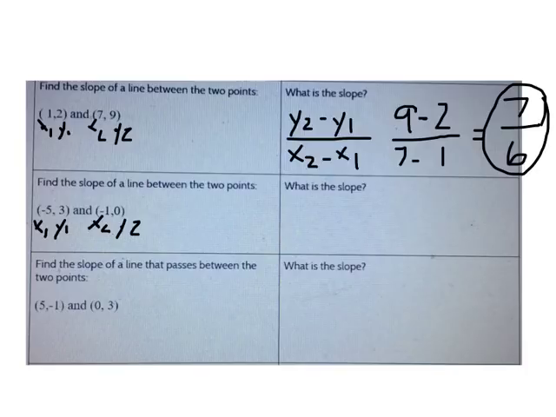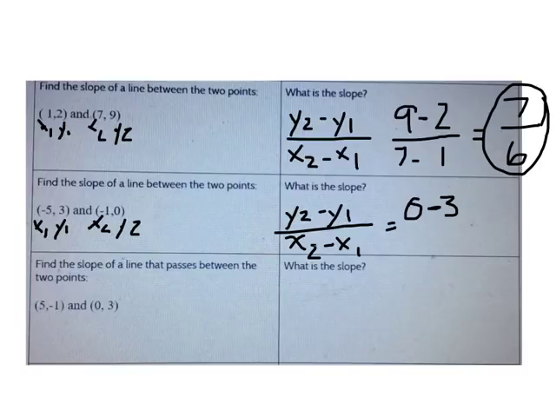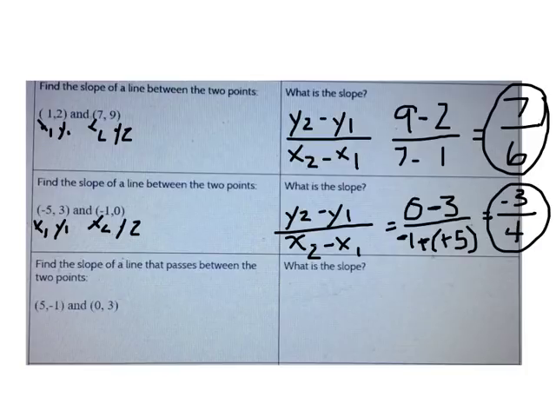Remember that the formula for slope is y2 minus y1 over x2 minus x1. y2 is 0 and y1 is 3. x2 is -1 and x1 is -5. What's 0 minus 3? It's -3. What's -1 minus -5? It's 4. So the slope of this line is -3/4.